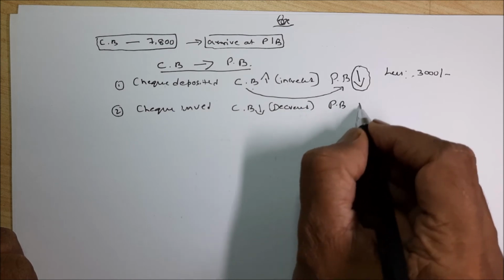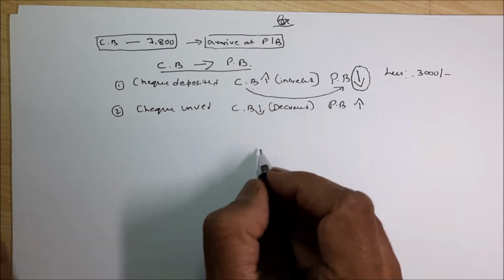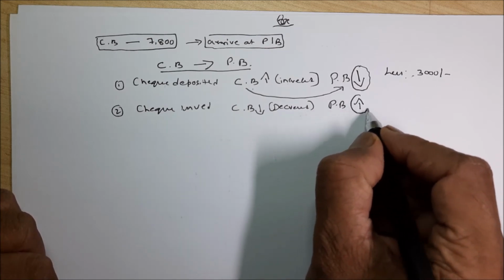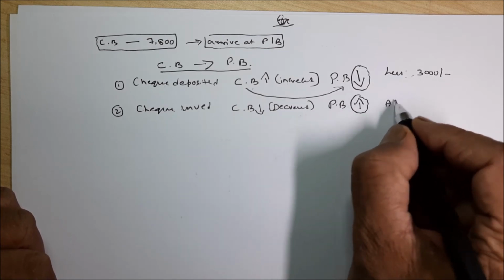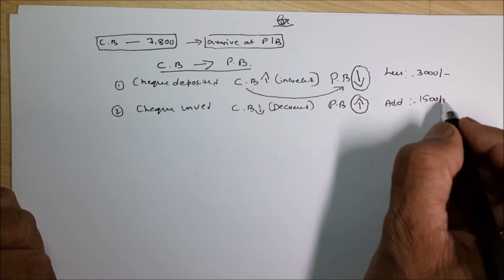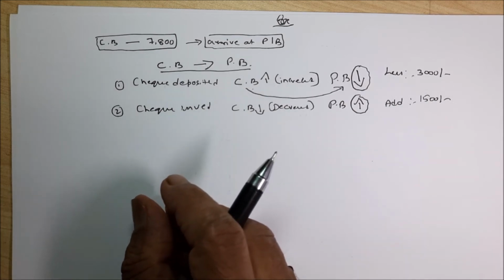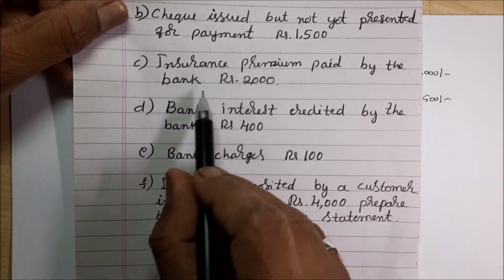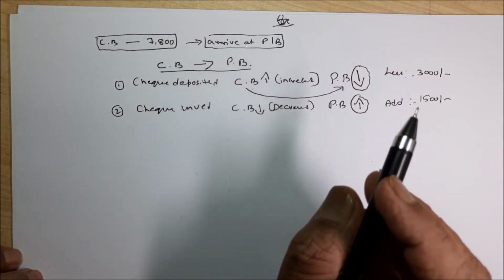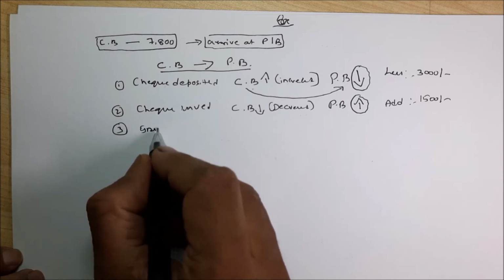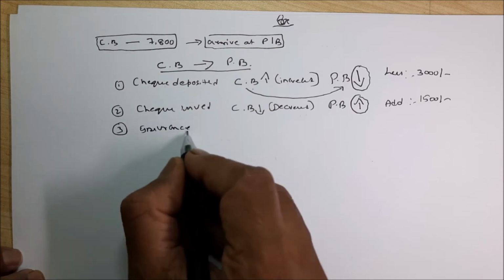But passbook balance is showing more. Why? He has not taken that amount. So what do you mean by showing an increase? It is called add. Add how much? 1,500. Now, insurance premium paid by the bank, rupees 2,000, as per the standing instruction. So they pay on behalf of me, that is the insurance premium.